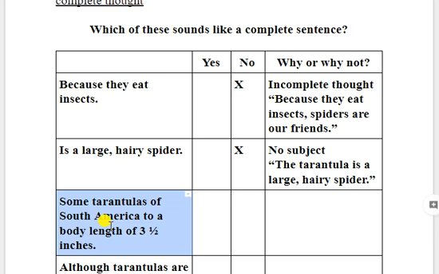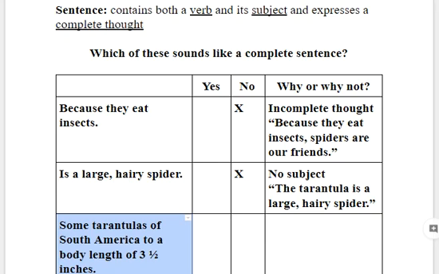How about this one? Some tarantulas of South America to a body length of 3.5 inches. What are we missing here? Do we have some sort of action or state of being, otherwise known as a verb? No, we do not. So this is a sentence fragment because there is no verb here. So how could we add a verb in that would make sense in this sentence?